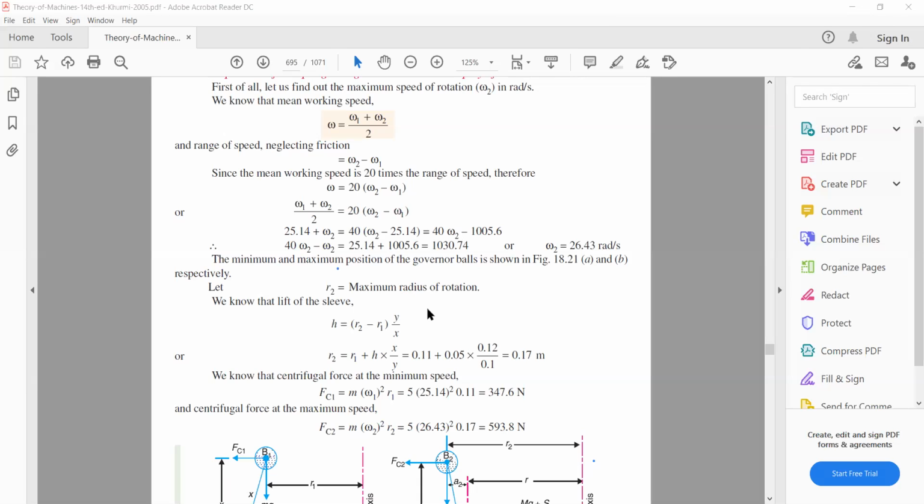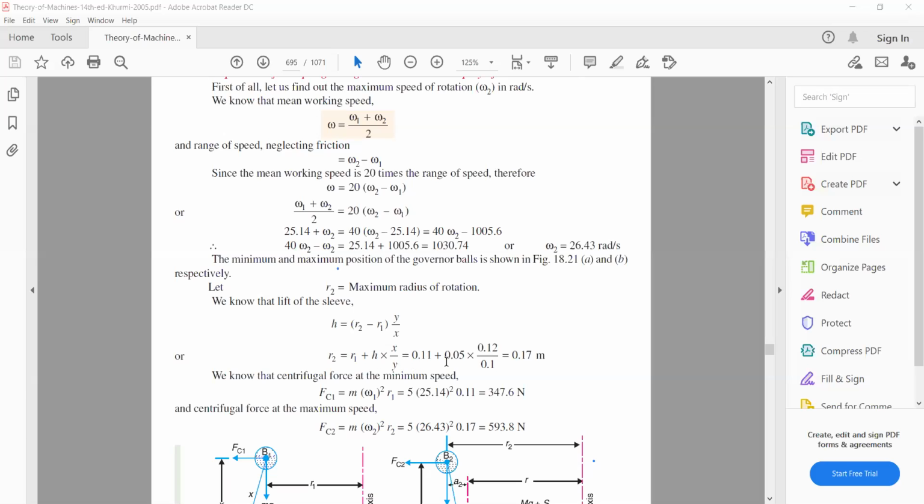Let R2, some notations are there. R2 is the maximum radius of rotation, already known. So now the H value also, the formula is there: H equals R2 minus R1 into Y by X. So we just substituted the known values in this equation. So R2 equals R1 plus H into X by Y.